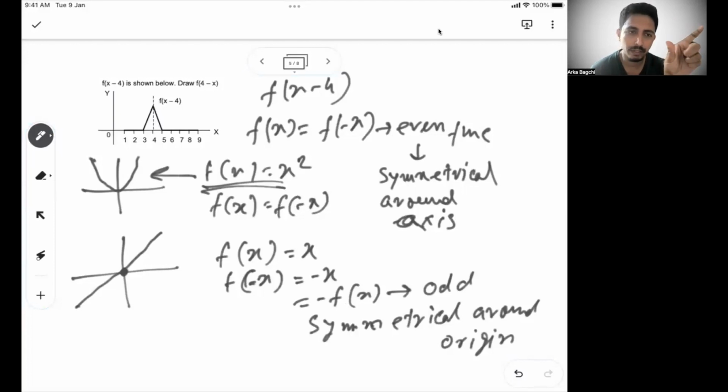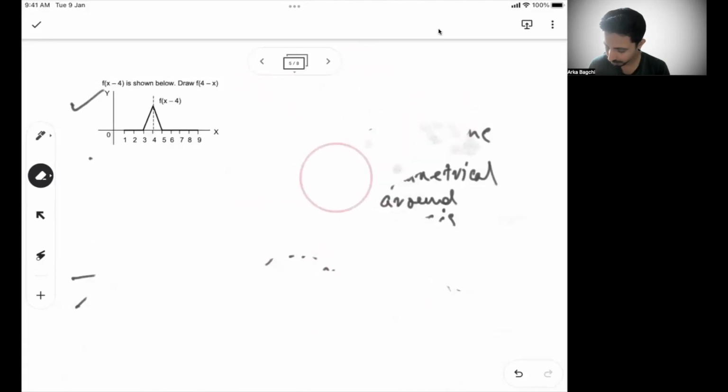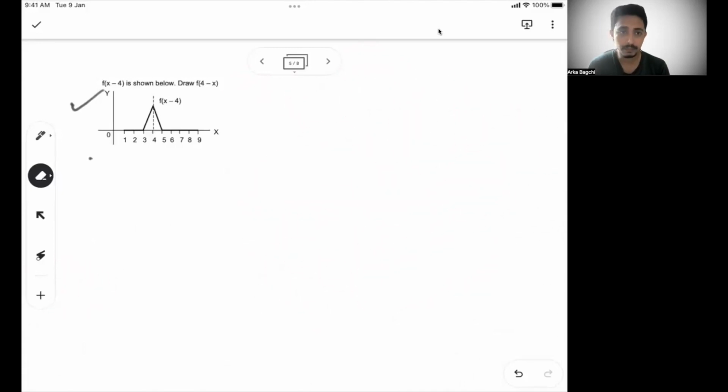Now, if you have been given f of x minus 4 and see the graph you have got, can you tell me whether it is symmetrical around the origin or symmetrical around the axis? We can clearly say this is symmetrical around the axis, because the origin is outside, it's not around the origin. So the graph is symmetrical around the axis. If you see the bottom dotted line from the center. So basically, let me delete this part.